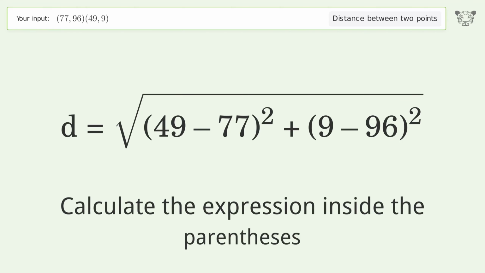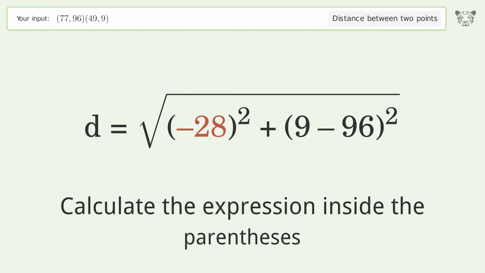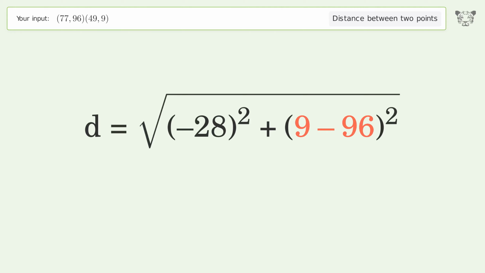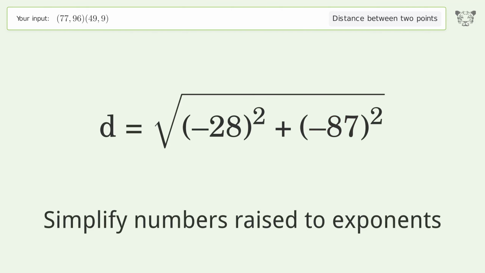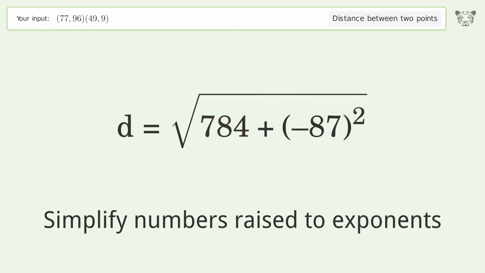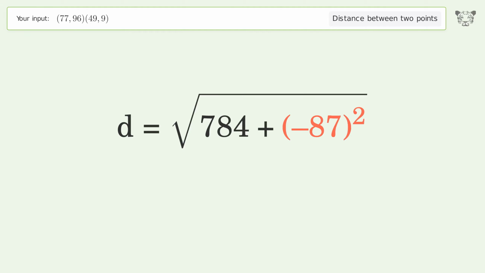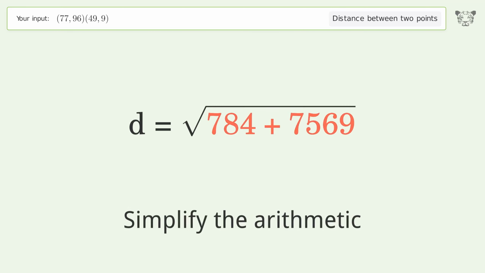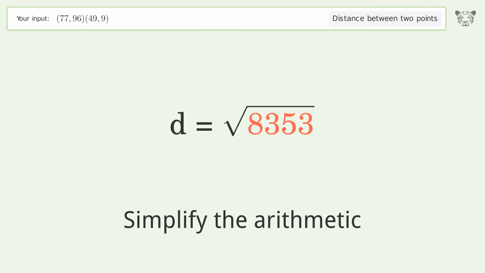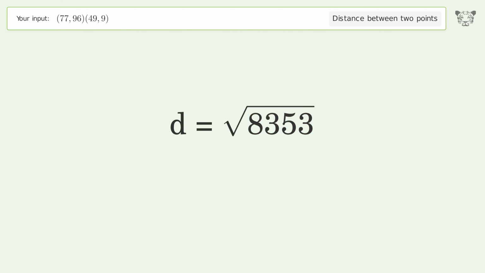Calculate the expression inside the parentheses. Simplify numbers raised to exponents. Simplify the arithmetic. And so the distance between the 2 points is the square root of 8,353 or 91.395.